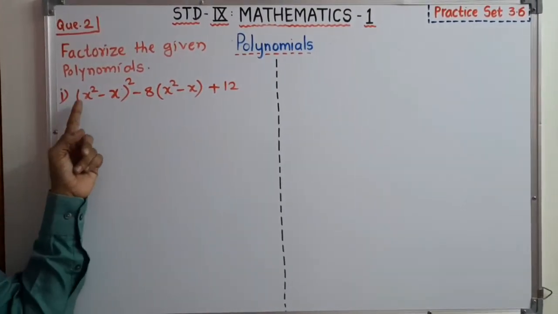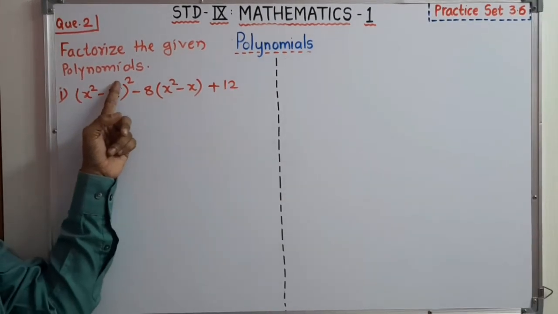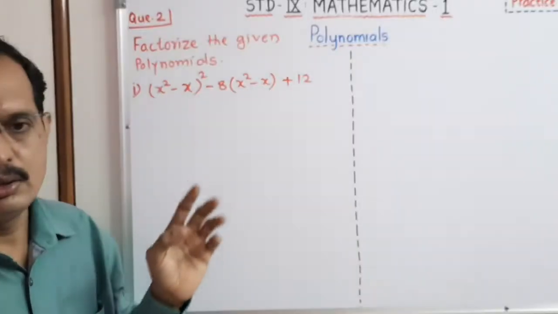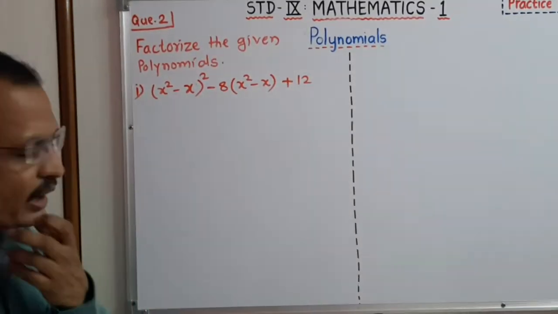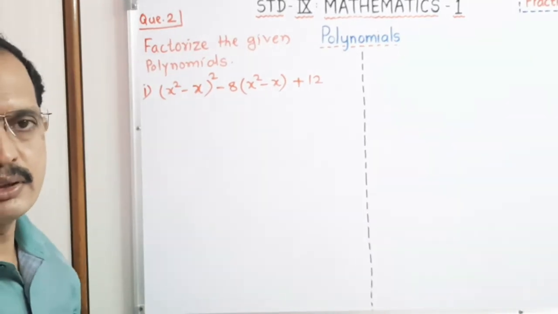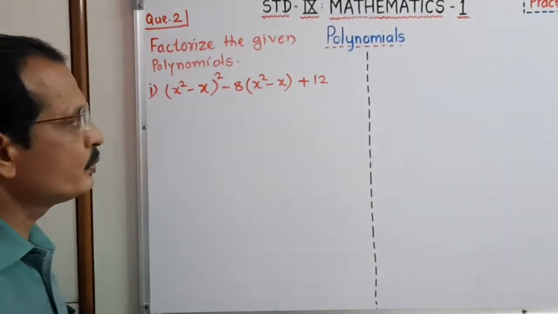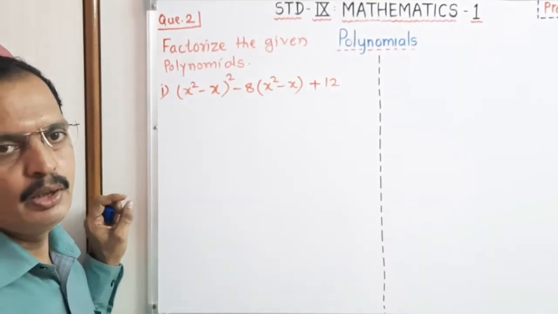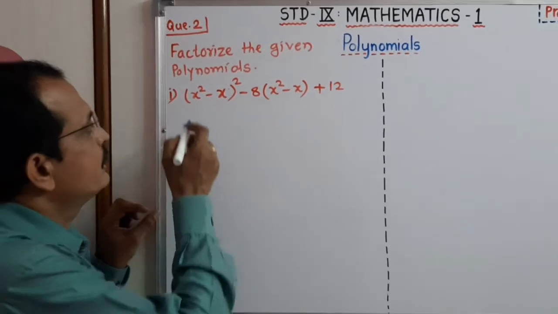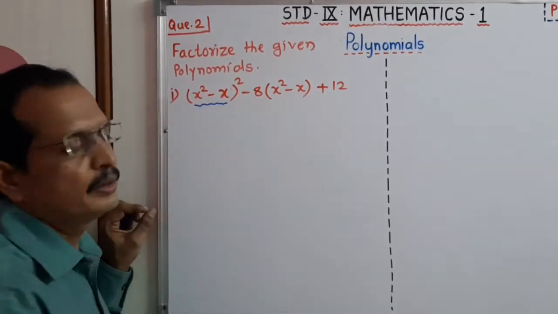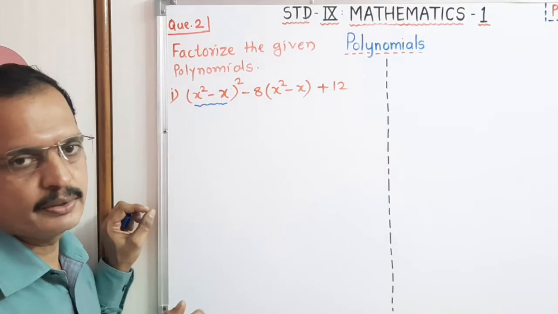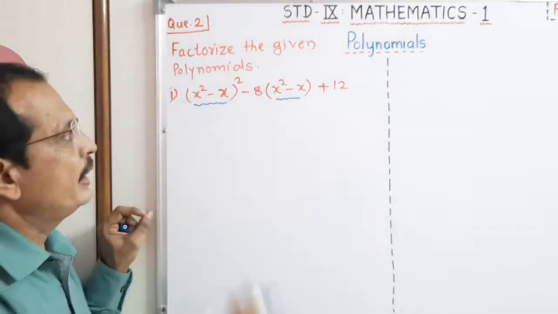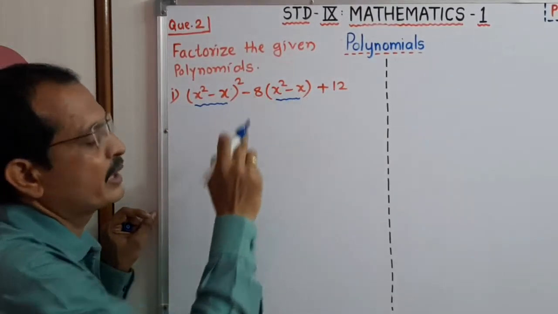See here, x square minus x whole bracket square minus 8 into x square minus x plus 12. Now this is a quadratic polynomial, but it is given in a different way. We have to convert it into the simple form of a quadratic polynomial. Now if we observe here, the terms in the first bracket and the terms in the second bracket are the same, x square minus x and this x square minus x.